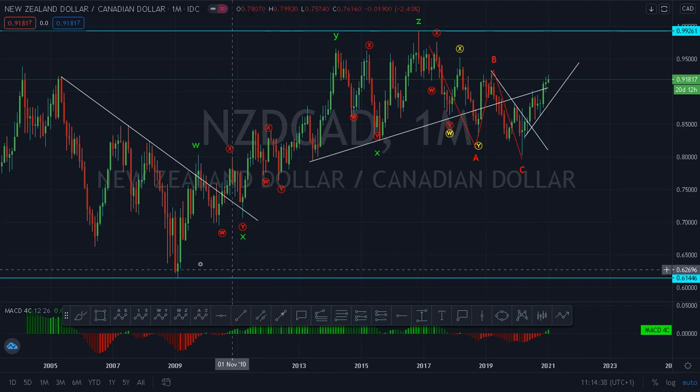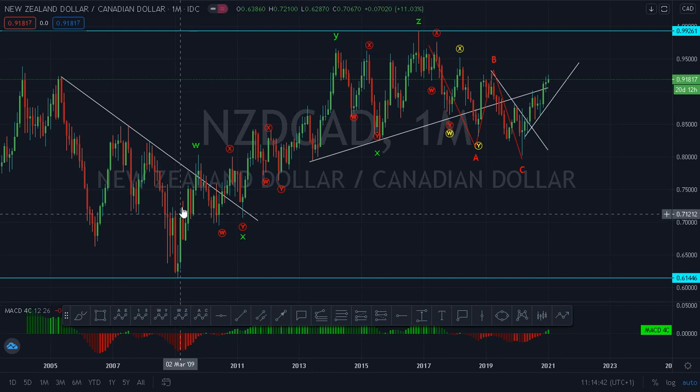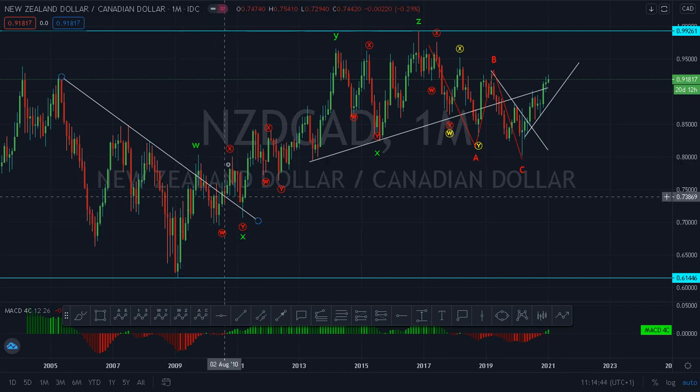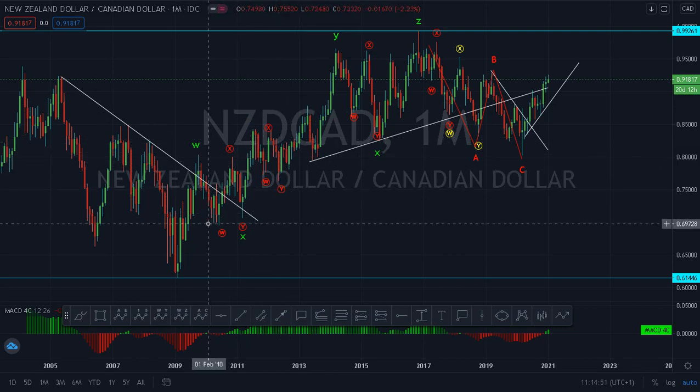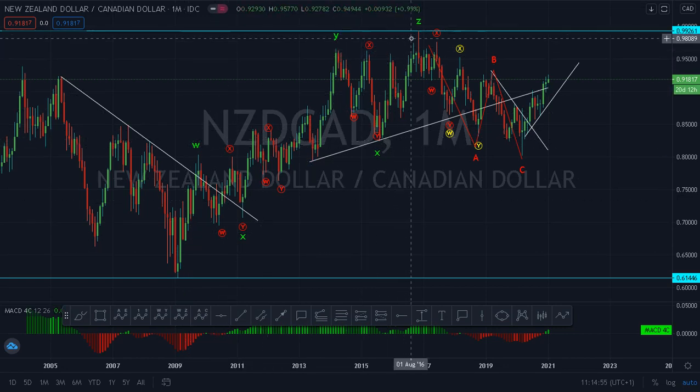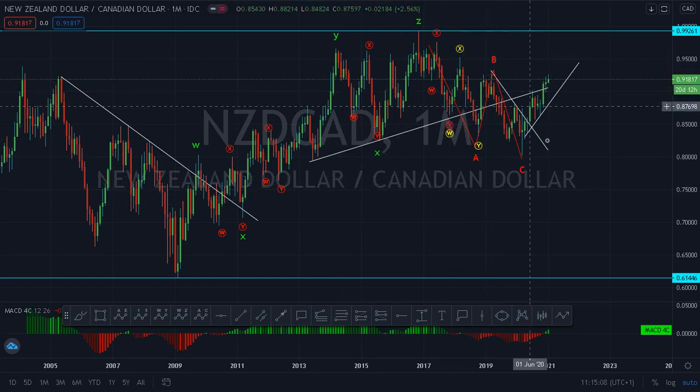You can see it's moving in three waves. This is 3 waves. 1, 2, 3. All is moving in 3 waves. Only the last wave is 5 waves, 1, 2, 3, 4, 5, but I cannot count it as an impulse because it was not in line with the Elliott wave theory. So what's important is that it is going down on the monthly chart.